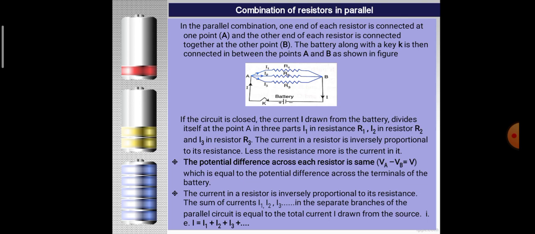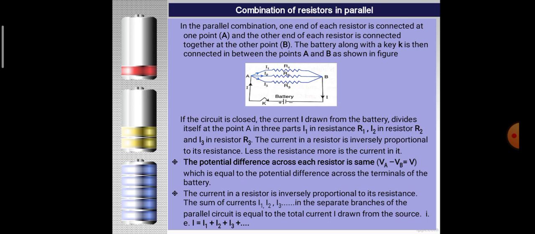Now let's see the combination of resistors in parallel. Look at the circuit diagram. In the parallel combination, one end of each resistor is connected at one point A and the other end of each resistor is connected together at the other point B. The battery along with the key is then connected in between the points A and B as shown. If the circuit is closed, the current I drawn from the battery divides itself at the point A in three parts: I1 in resistor R1, I2 in resistor R2, and I3 in resistor R3.